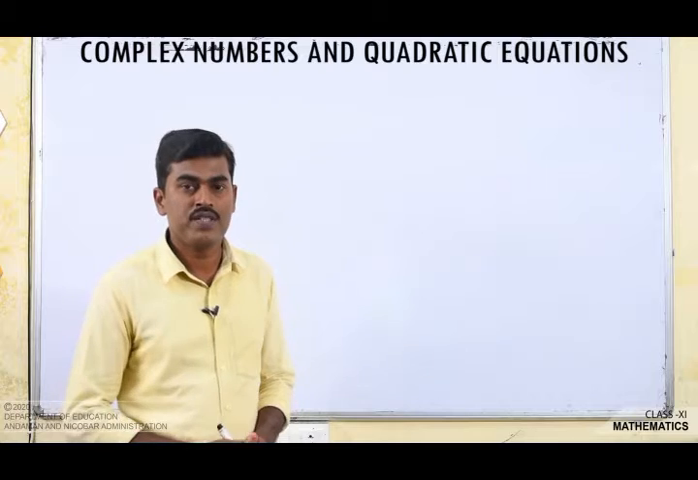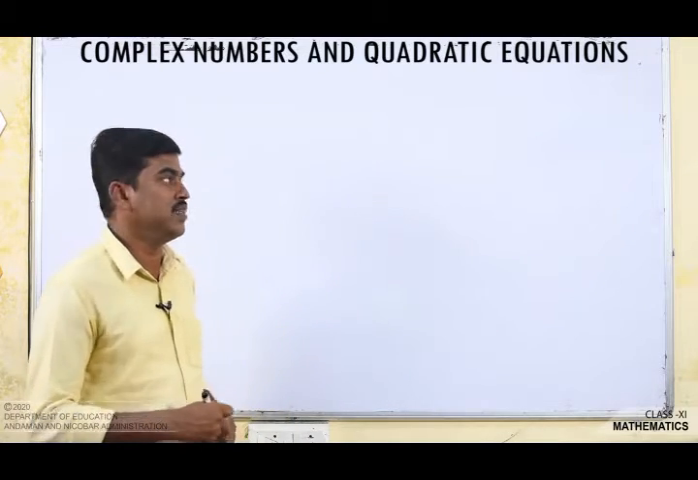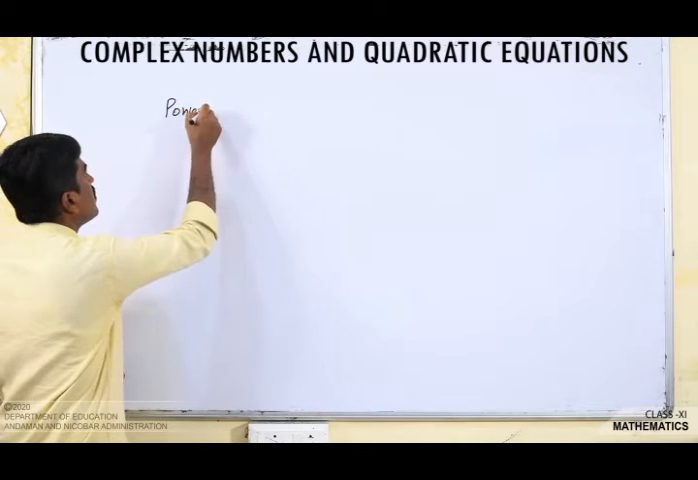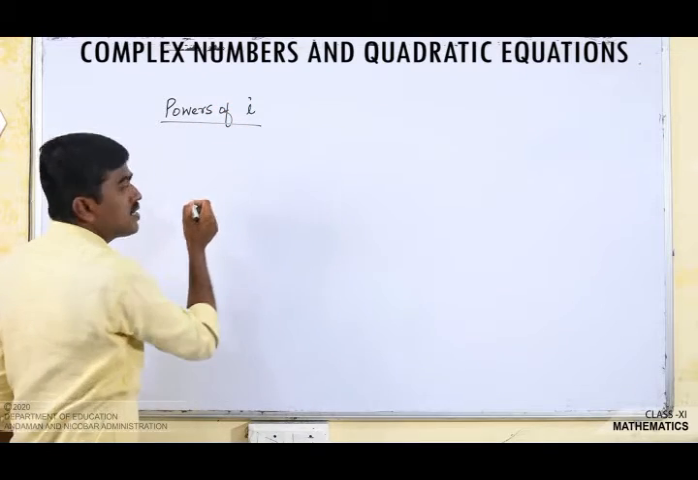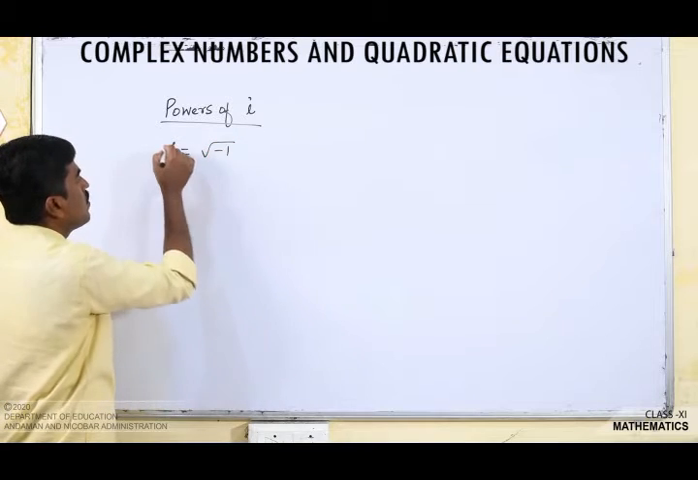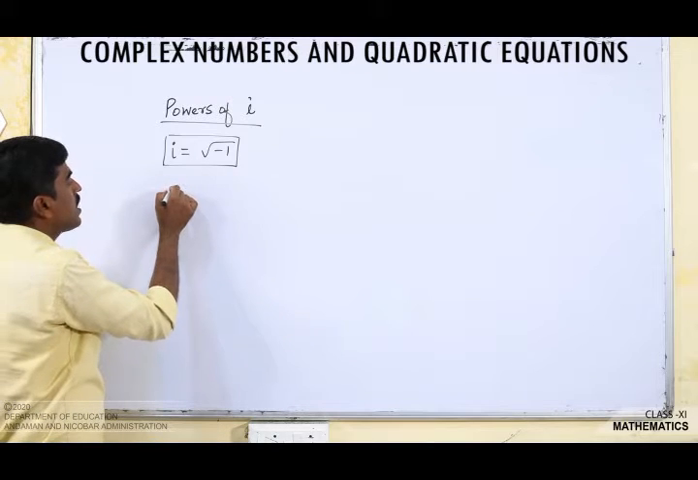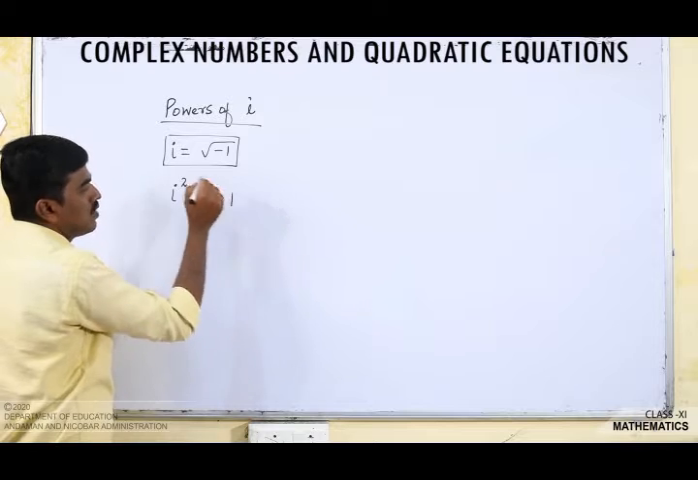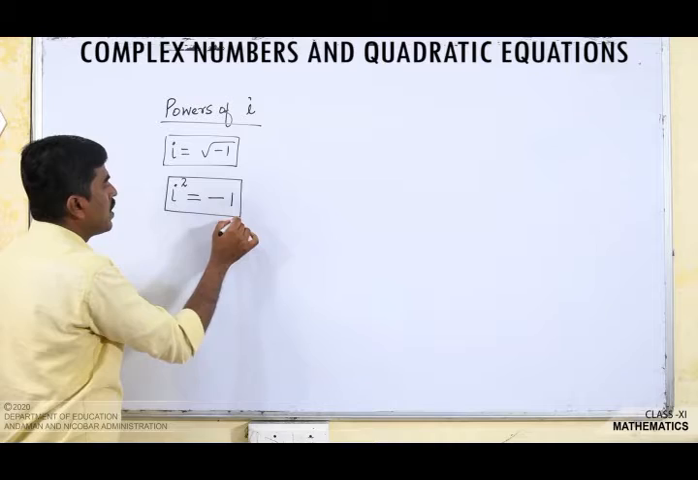So today, first of all, we will discuss some important results regarding the powers of i. We know what is the value of i. i is equal to square root of minus 1. So what is i square? i square is equal to minus 1. This is a very important result.